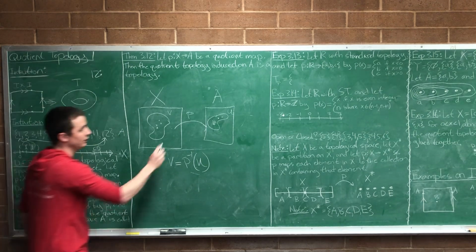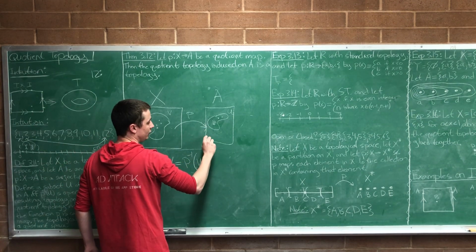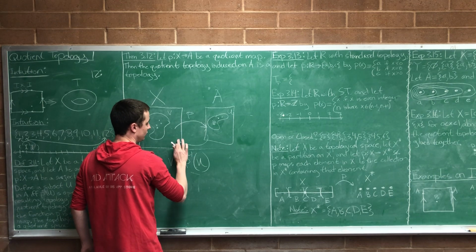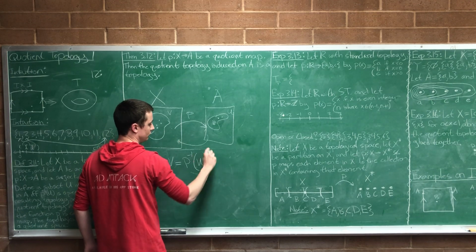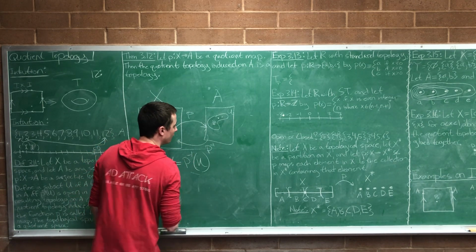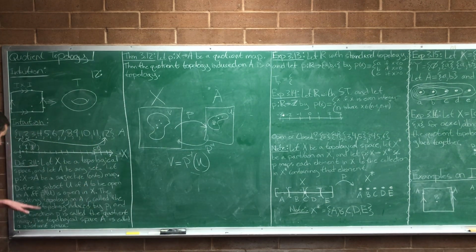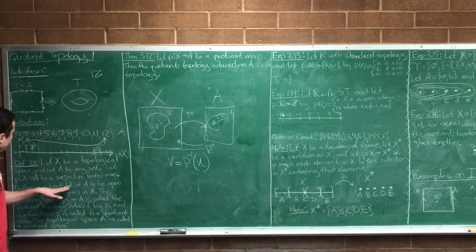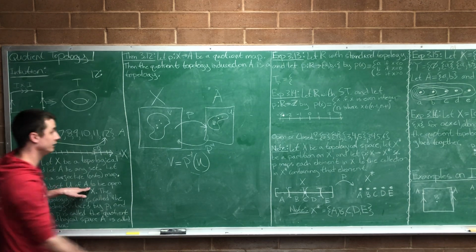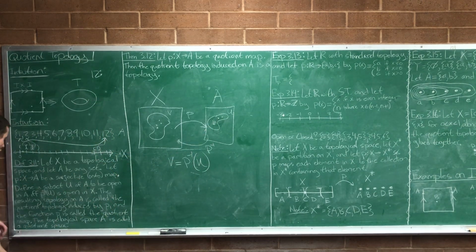Right? So if P goes from here to here, then the inverse goes from here to here. P to the -1, that's what we're talking about. Okay. So define a subset U of A to be open in A if and only if its pre-image, V, is open in X. You follow that? Yeah.